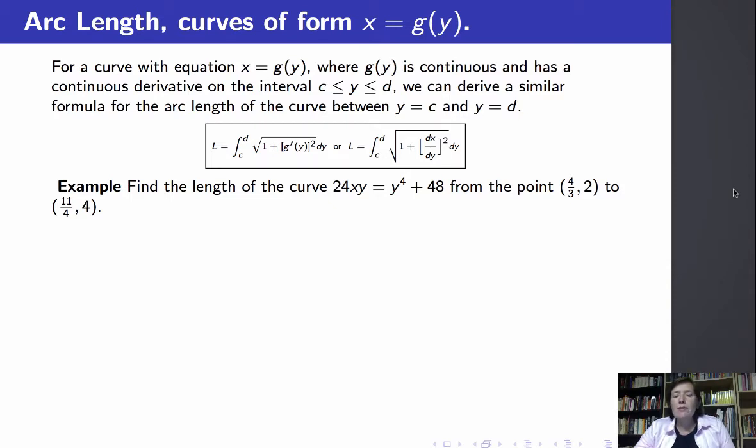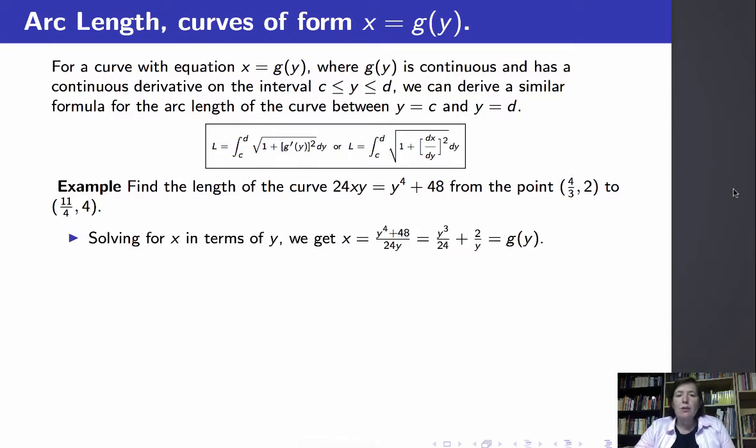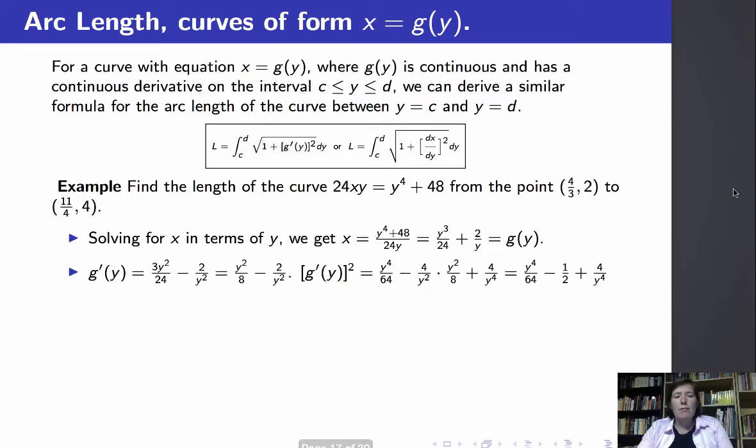Now it makes more sense to solve for x in terms of y in this curve than to try to solve for y in terms of x. So we can get a formula for x in terms of y, and that's just y to the 4 plus 48 over 24y. And this is a function of y, g of y, and our y values here are running from 2 to 4. So we can use our formula here for the arc length, which is the integral from c to d of the square root of 1 plus g prime of y squared dy.